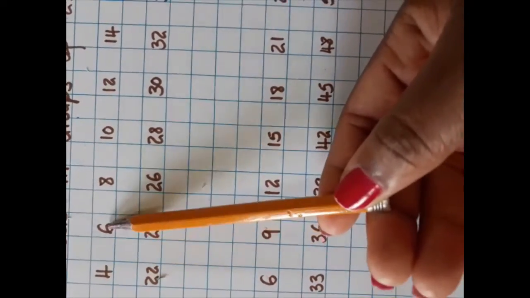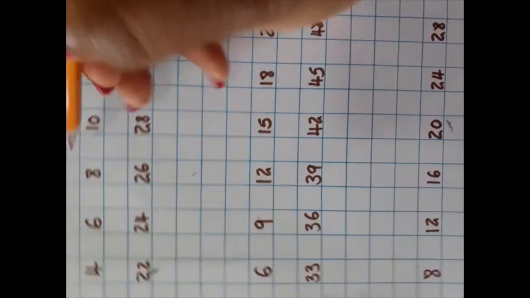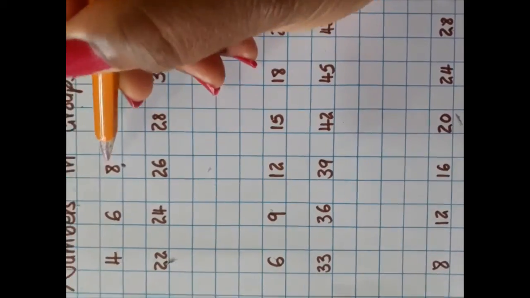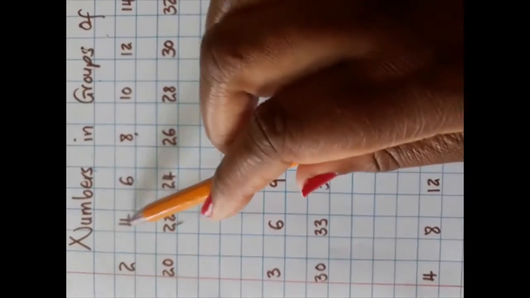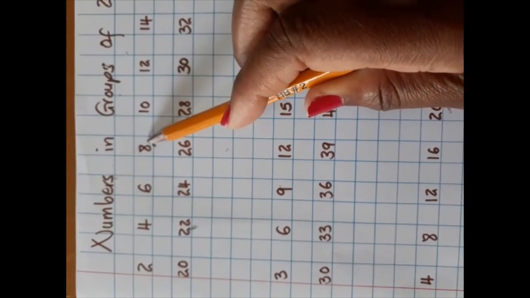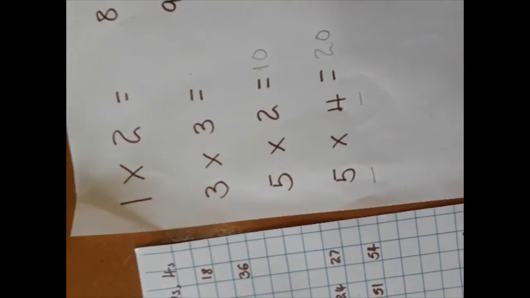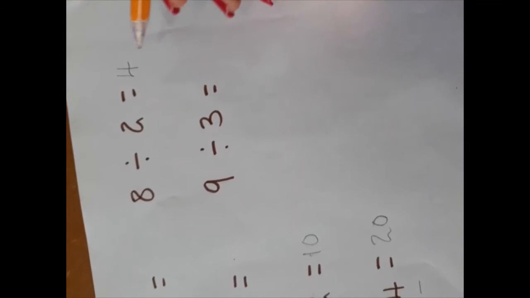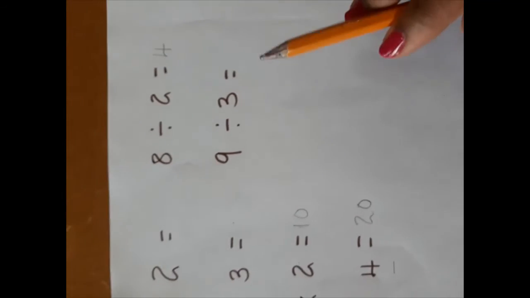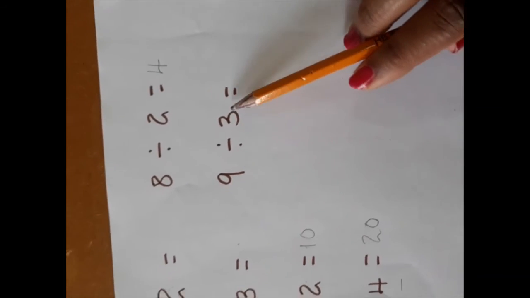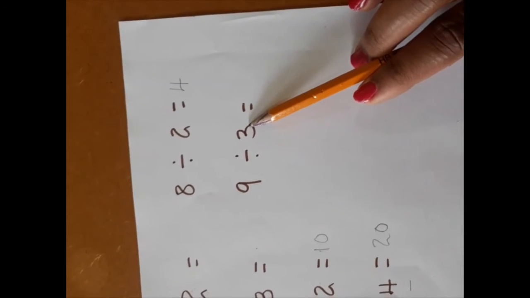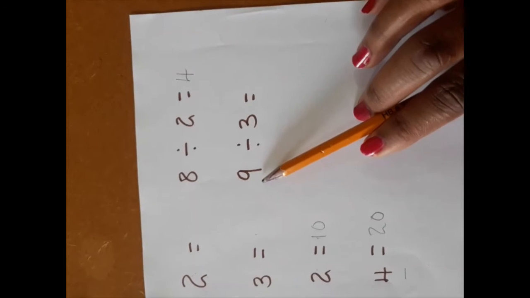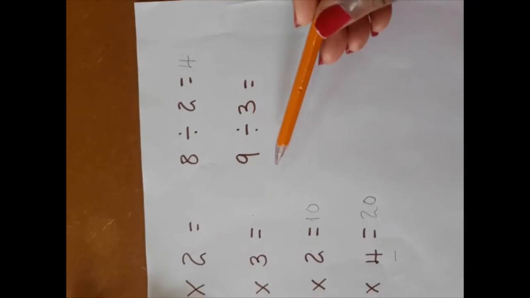2, 4, 6, 8. This is where you've ended, and then count how many steps did you move. 1, 2, 3, 4, just like that. So that means your answer here is going to be 4. The same here, 9 divided by 3. They're asking you to count in 3s up to 9.